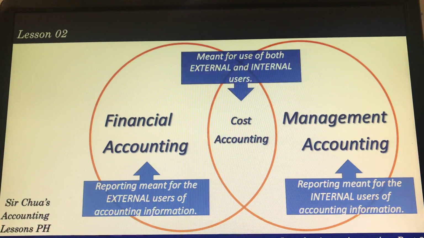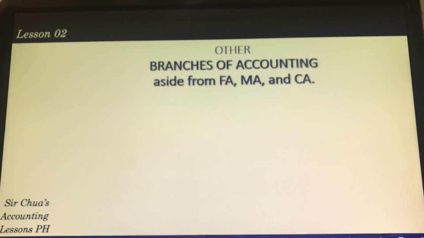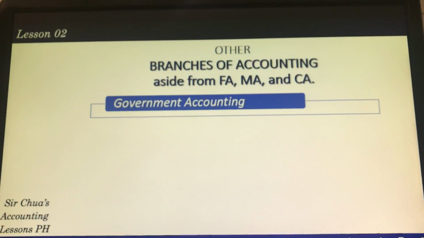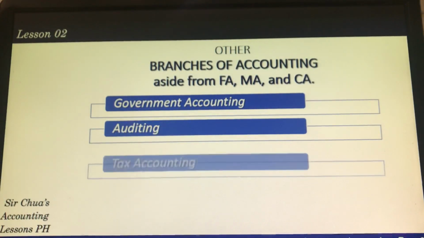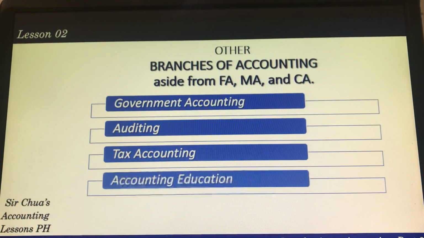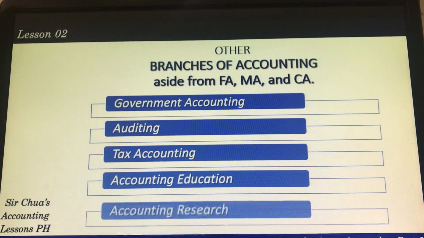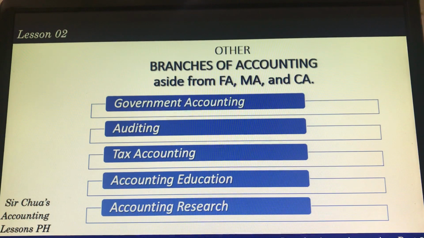Okay, so we're ready to start with lesson 2. Now, let's discuss some other branches of accounting aside from financial accounting, management accounting, and cost accounting. So we have the following. We have government accounting, auditing, tax accounting, accounting education, and accounting research. So let's get into them and let's understand them one by one. First on our list is government accounting.